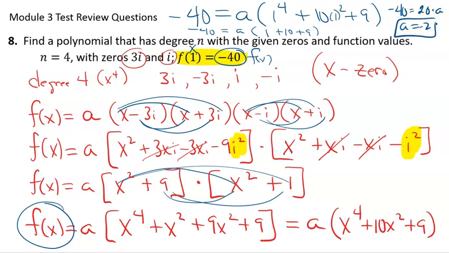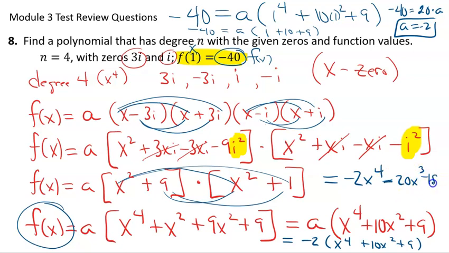Okay? What do I do? I go down here and I plug in negative 2 for a, so it's negative 2 times x to the 4th plus 10x squared plus 9. You know what my final answer is? I distribute that negative 2 inside, so it's going to be negative 2x to the 4th plus 20x to the 3rd. How about minus 20x to the 3rd? I need to distribute my negative. And then minus 18. That is my function.